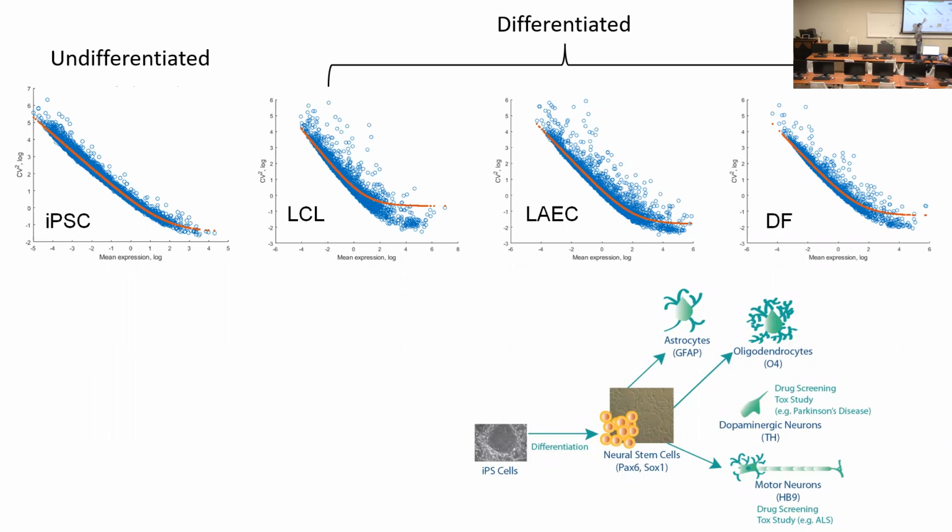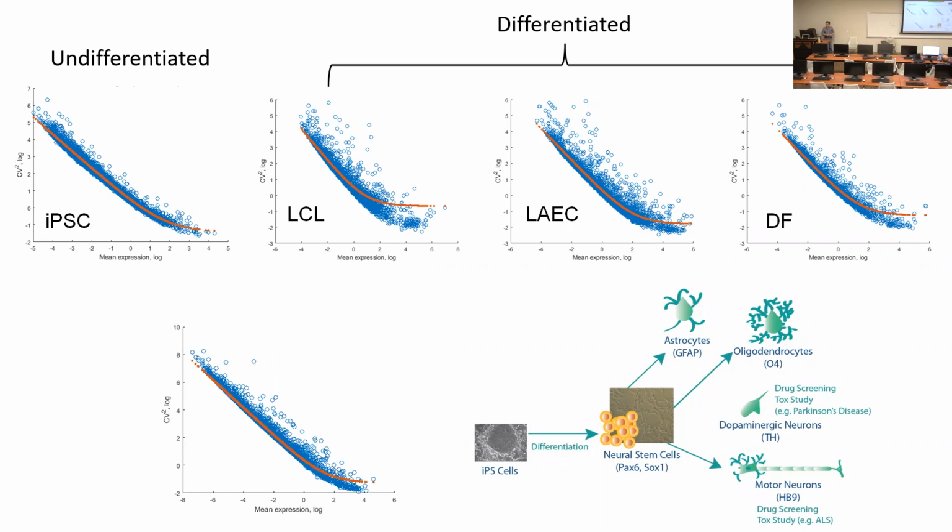So what do you expect? Our expectation is that the shape of this will be in the middle of this and the differentiated cell type. Okay. Yeah, so this is a picture we get from neural stem cells. It starts to show some of these highly variable genes jumping out from this regression curve, right?